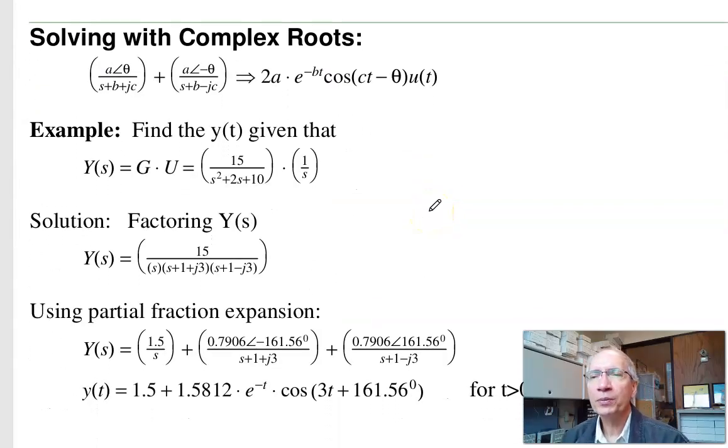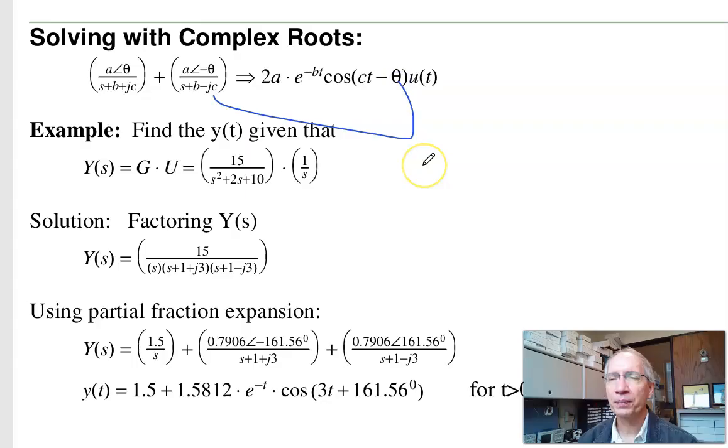With Laplace transforms, you can also have complex roots. Now, if you don't mind complex numbers, these are no harder than real roots. If I have a complex number, do partial fraction expansion, I'll get two terms, one term and its complex conjugate. The inverse Laplace transform is twice the amplitude, e to the minus real part, cosine of the complex part, with a phase shift of the term over the minus c term.